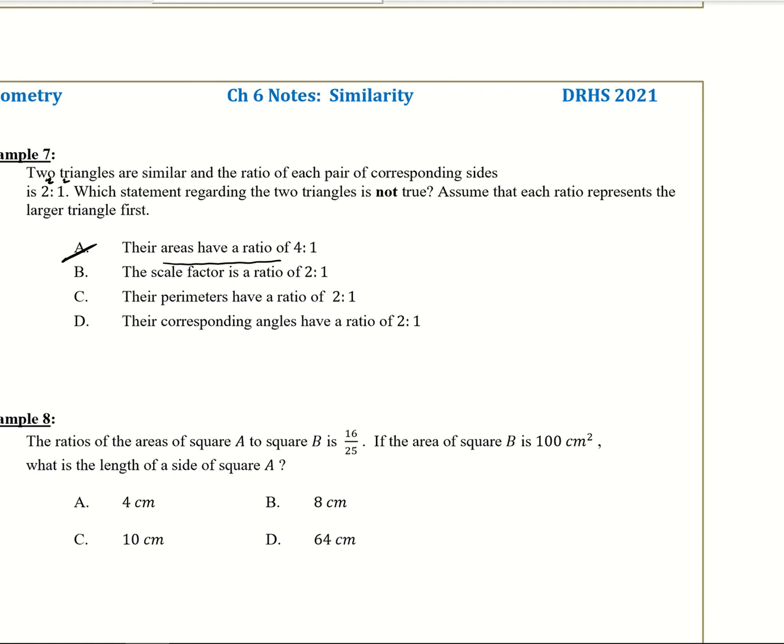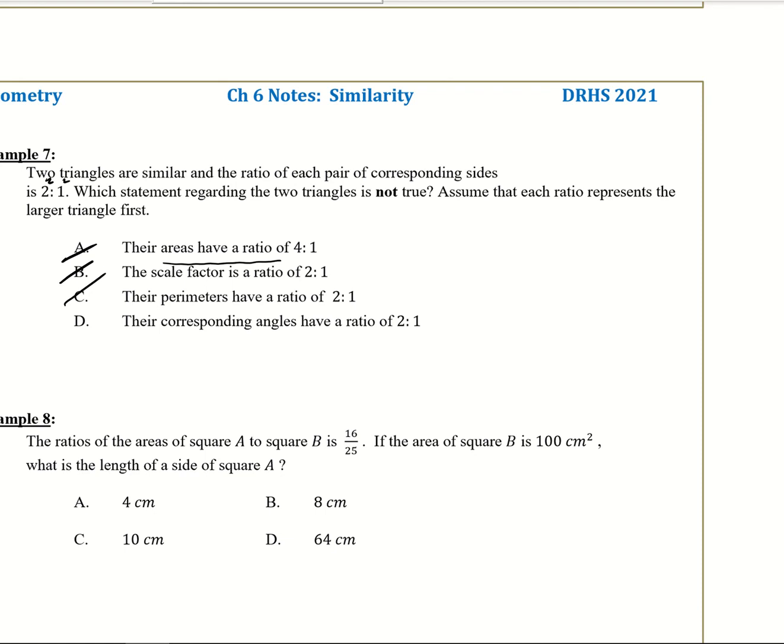The scale factor is 2 to 1. Well, the scale factor is the same thing as the ratio of sides, which is what we're given, so that's identical, so that's also true. Perimeters is 2 to 1, which again is the same thing as the scale factor, so that one is true, which only leaves D left.